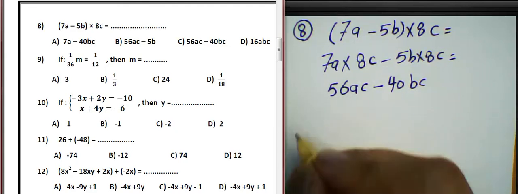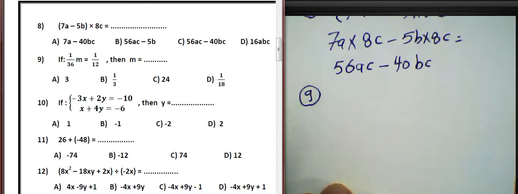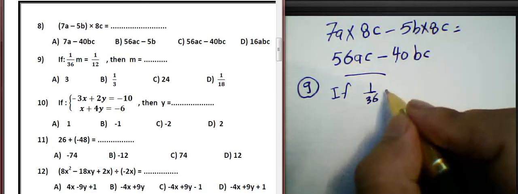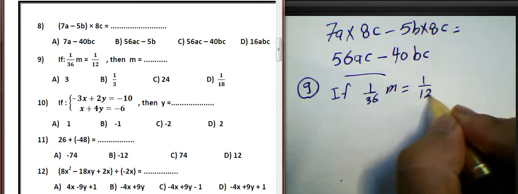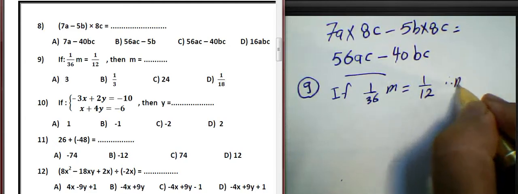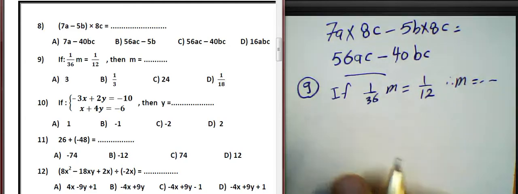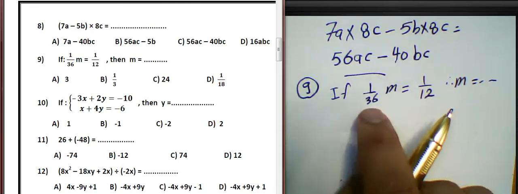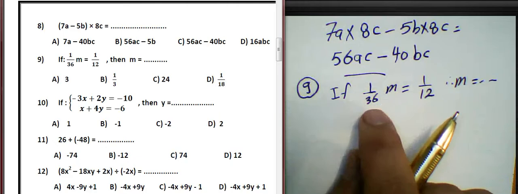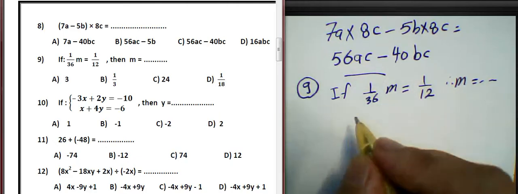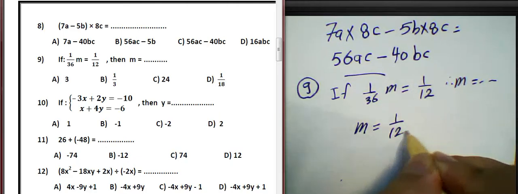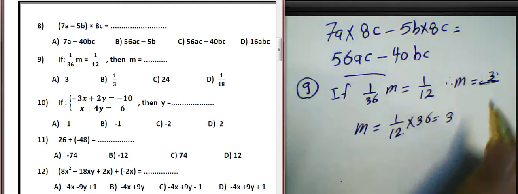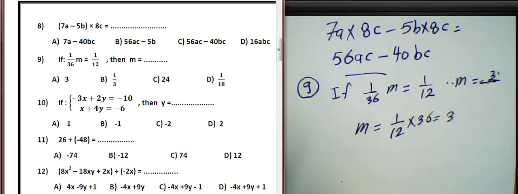Question number 9. If 1 over 36 m equals 1 over 12, then m equals what? In this example, we must cancel the 1 over 36 to find the value of m by multiplication, or multiply by 36 from left hand side and right hand side. So m will be 1 over 12 multiply 36. 36 divided by 12 equals 3, so m will be 3. The result will be 3. Question number 10.